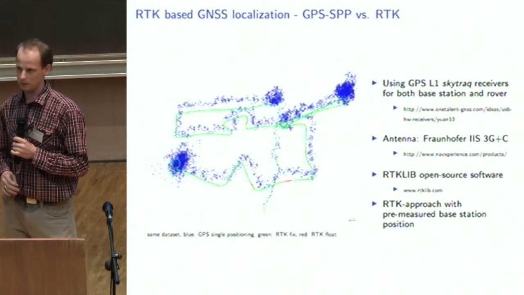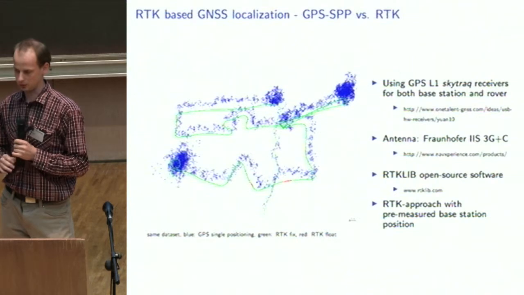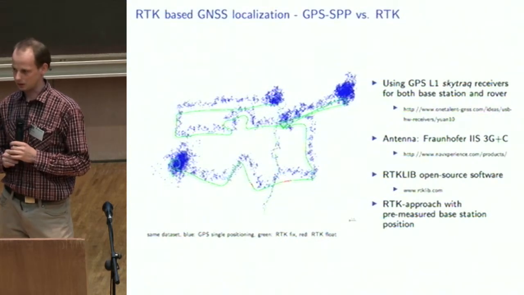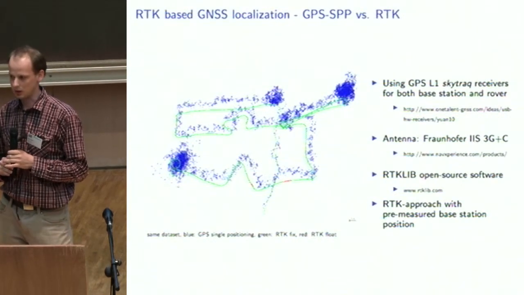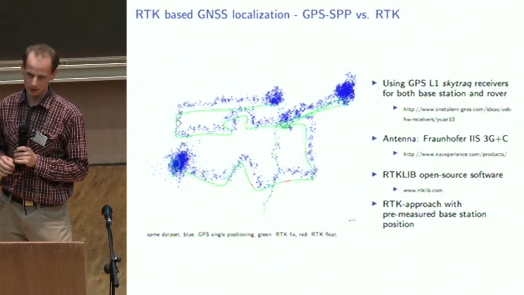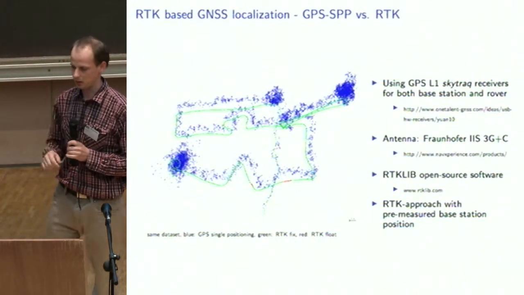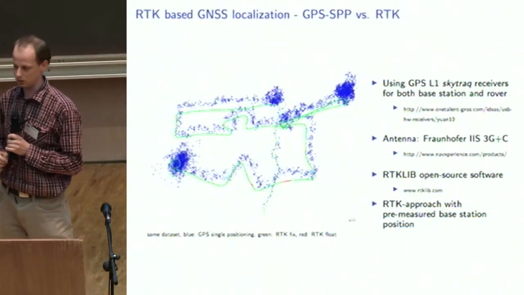For that, we concentrated on using low-cost GPS receivers. So we used GPS L1 Skytrack receivers for both the base station and the rover. They are about 60 euros. The antenna was a bit more expensive. We used a 100 euro antenna on the rover, and on the base station 200 euros, as you can see.